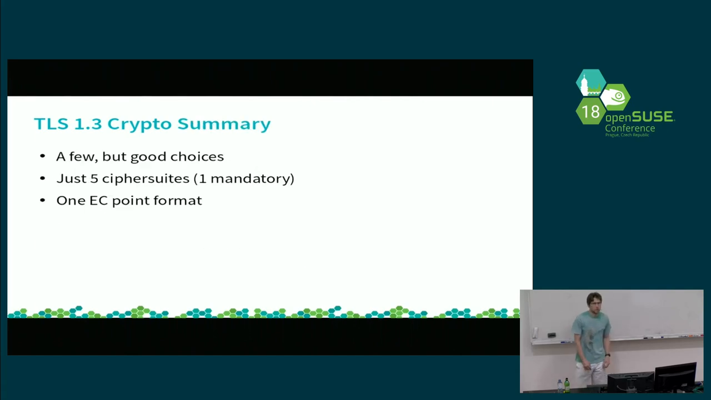Okay, so to summarize this cipher pruning, TLS 1.3 offers just a few, but very good choices at the moment. There are just five cipher suites, of which one is mandatory, and there's one single point format for each curve. There is no negotiation anymore.